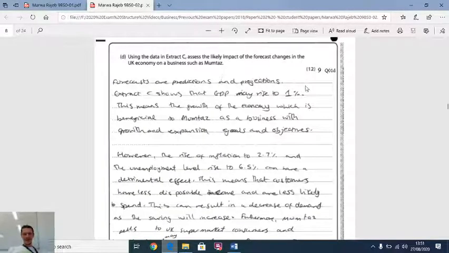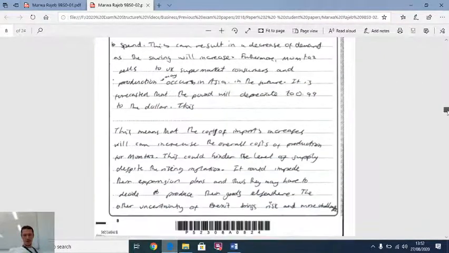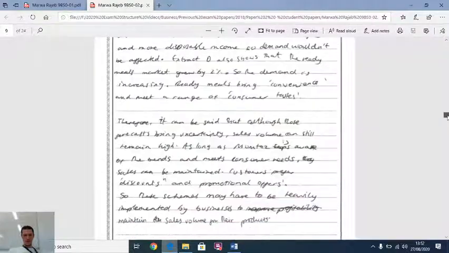Let's have a look at the same student's 12 marker now, and yes, this is another 9, so it's an A grade response, but 3 marks shy of 12. Using the data in extract C, assess the likely impact of the forecast changes in the UK economy on a business like Mumtaz. So this is about Asian food, if you will, Indian food, and we're looking at economics. Okay, so we're looking for a 3-paragraph structure again. Have we got that? 1, 2, 3, 4, 5.